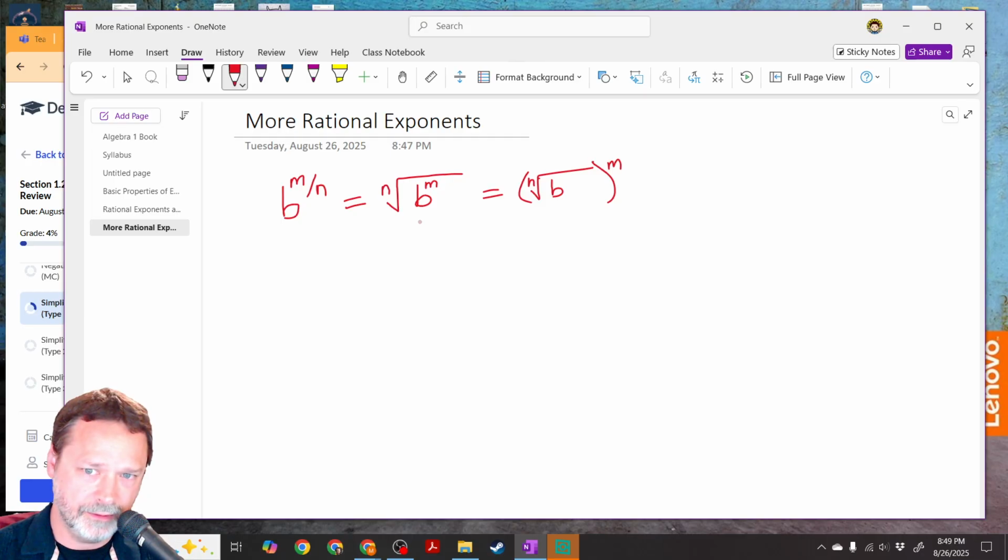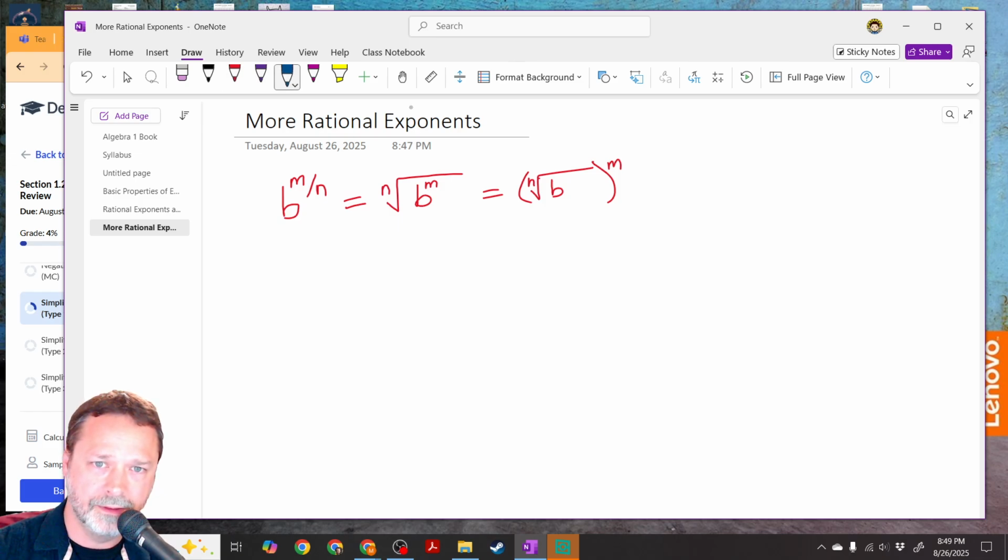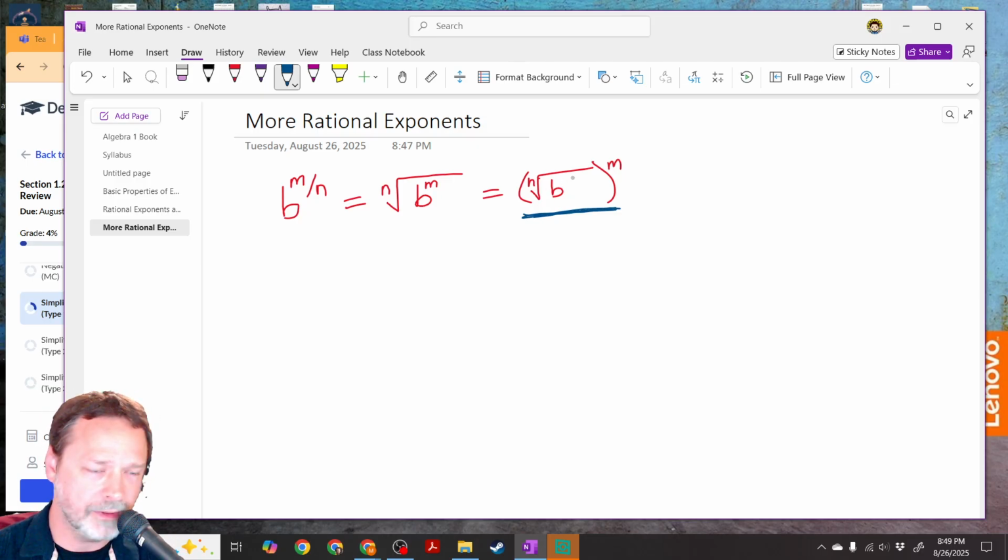Now, I'll be honest with you, most of the time I would prefer to do this one if I can. You can't always do it, but if I can take the root first and I know the root, I'm going to get a smaller number. If I can't do that, well, then I'll do this. It's fine. The problems that I assigned you are probably mostly going to be messing around with this one here. But it really doesn't matter. If one works, great. If it doesn't, try the other one. That's all you've got to do.